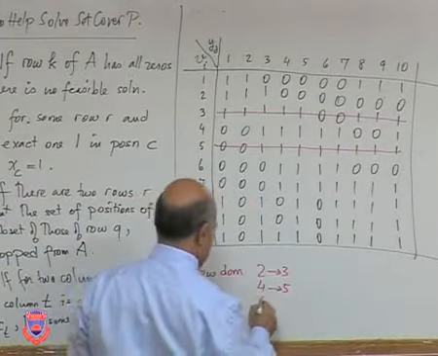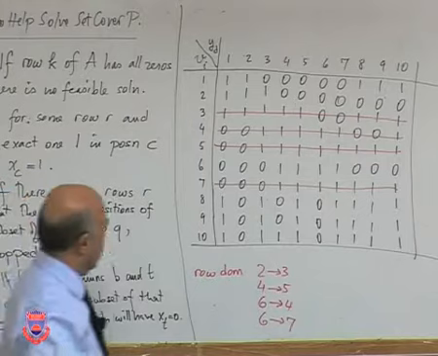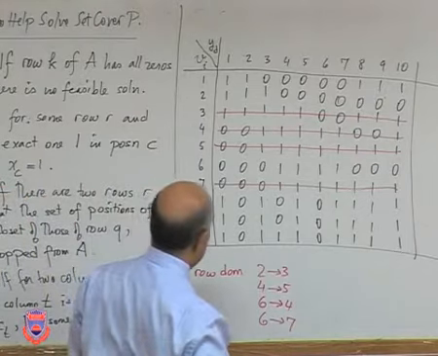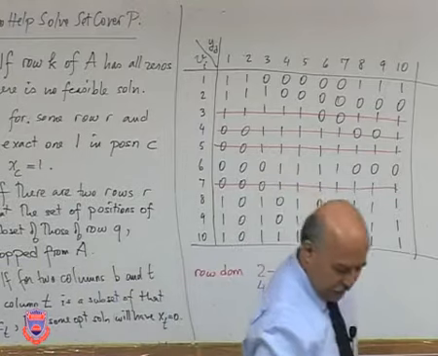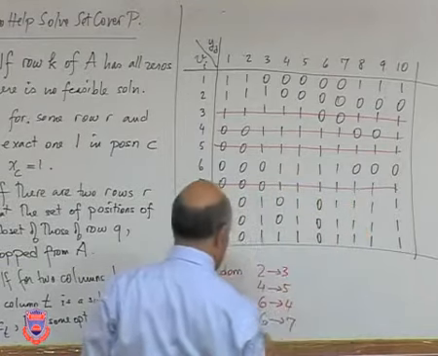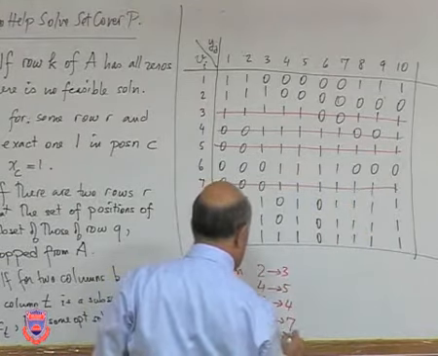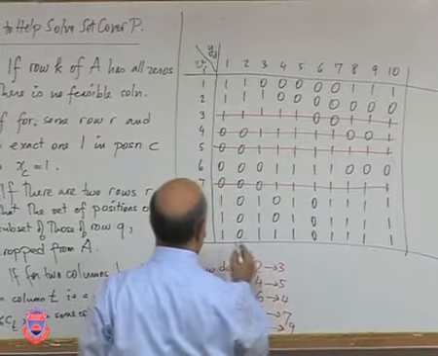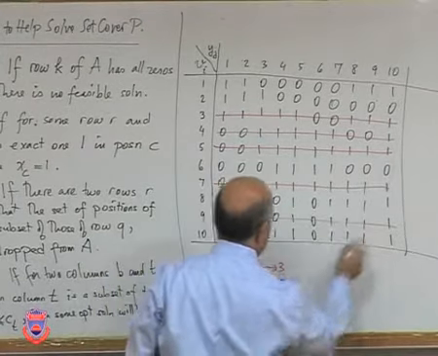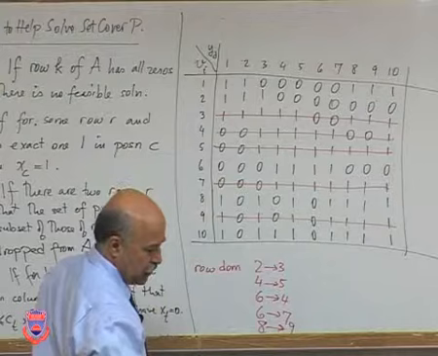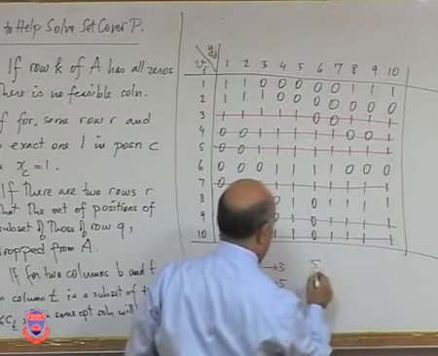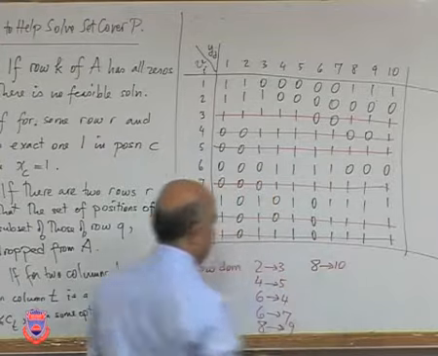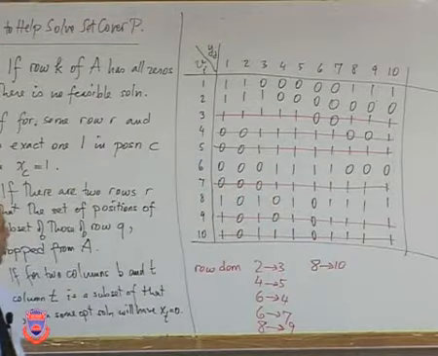What else? 8 and 9 are the same. If they are the same, we can delete one of them. So out of 8 and 9, let's delete, for example, 9. And 10 goes because 8 also dominates 10. Any others?